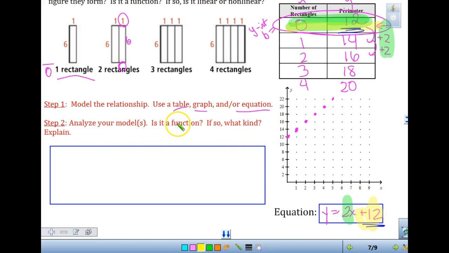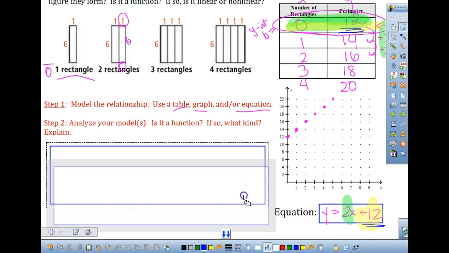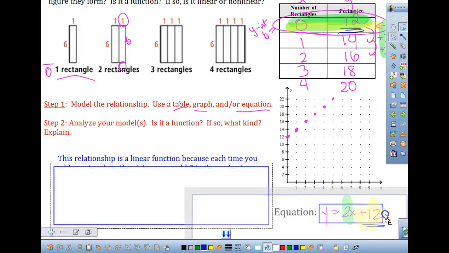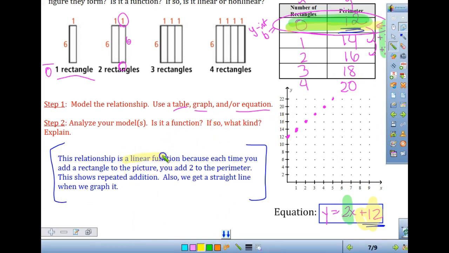So it says analyze your model. First off, is it a function? Would we say it looks like a function? Does it look like a function? It actually looks like what kind of a function? Linear function, right? So I don't know that you need to have all of this totally written down, but you could probably go with it is a linear function, okay? Because you add a rectangle to each picture, so you're adding 2. A reason you can always give me is we had repeated addition. And the other reason that it is a linear function is we had a straight line when we graphed.